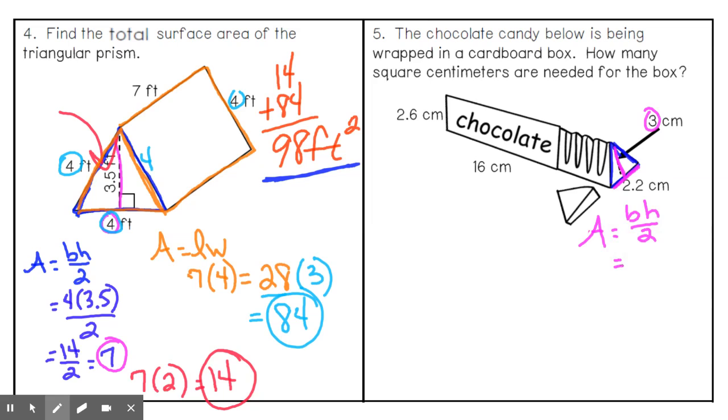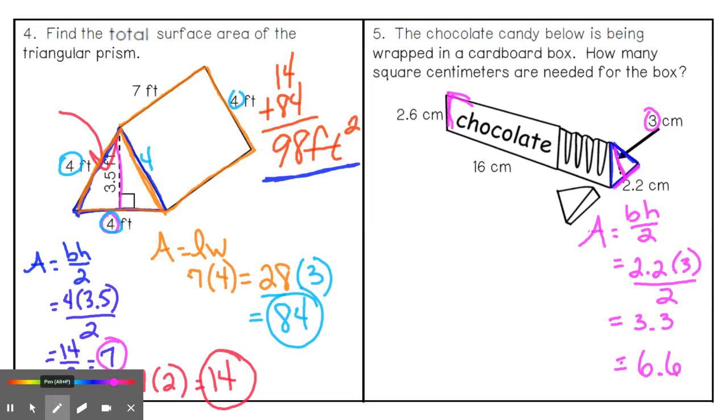So we have 2.2 times 3 divided by 2, right? So that means that we're going to get 3.3 for our triangle here. But then we have 2. We have one back here on this side as well, right? So then we need to remember that we have a total of 6.6 for our triangular bases, okay?